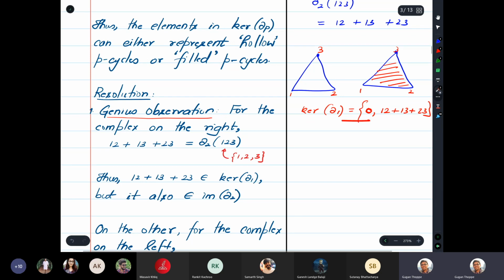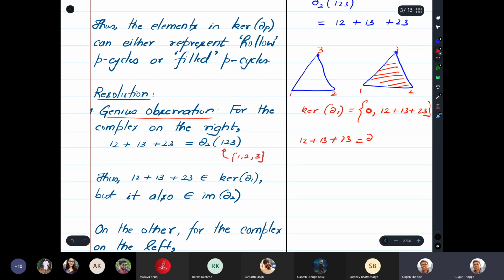But the issue is that the kernel of ∂1 will be the same whether you are looking at this simplicial complex or this simplicial complex. So that is what the issue is. The genius observation here is that this 1 chain is the cause for concern, because for the simplicial complex on the left, this indeed represents in some sense the boundary of a two-dimensional hole, whereas in this simplicial complex, this represents the boundary of a filled hole. So we would like to be able to distinguish when this represents a hollow region and when it represents a filled region.